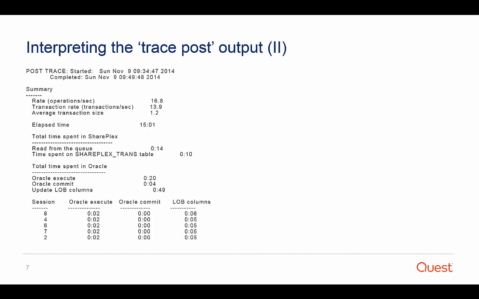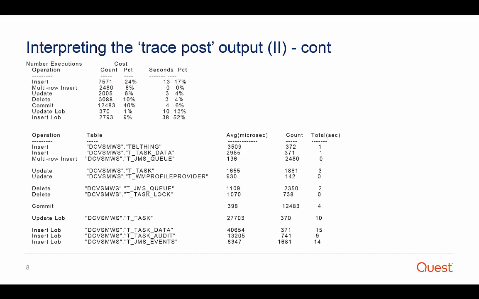In the second example, you can tell that it is spending a lot of time on the lob table, with 52% of time spent on insert lob and 13% spent on update lob columns. In this case, you may want to consider moving the lob tables into a separate post queue. Keep in mind that tables with relationships should be placed in the same post queue. In 8.6, trace post output combines information from post utilization timers and post timing debug into one summary.